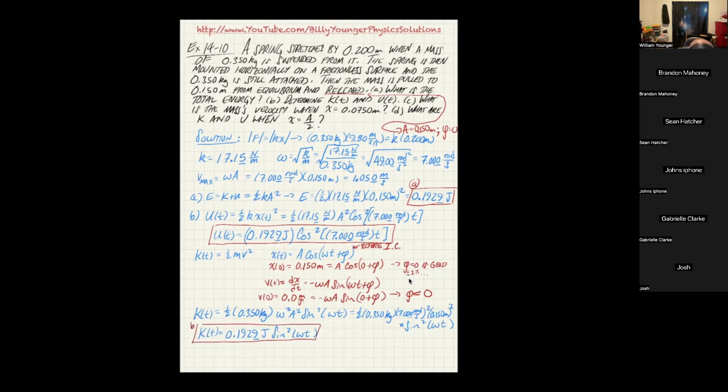So this is part B. Now you could also include it as equaling 0.1929 joules sine squared of 7.000 radians per second times t if you wanted, and that would be fine. So anybody have any questions on that part?